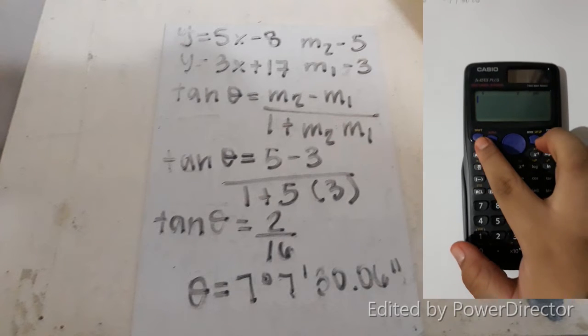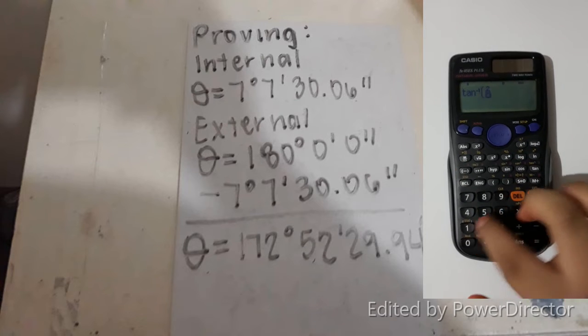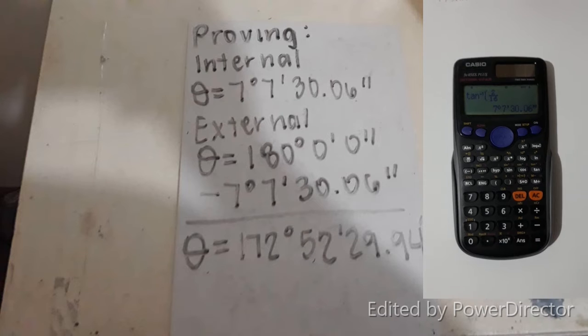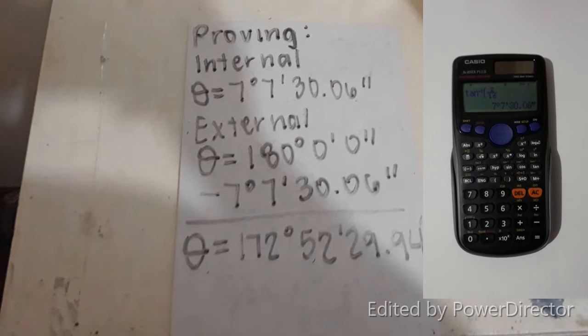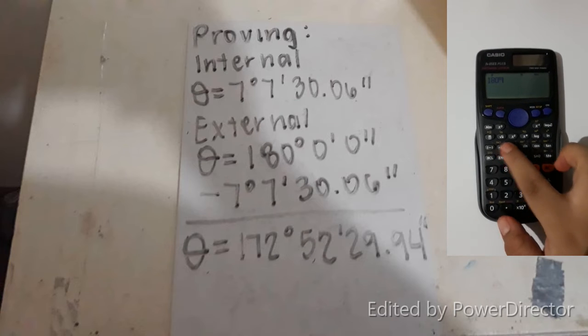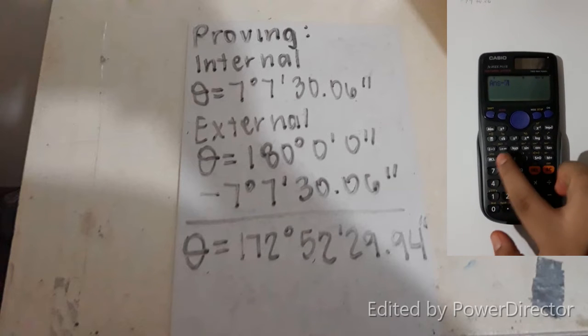You need your calculator again to get the angle by pressing shift, tangent, the tangent theta 2 over 16, equals, and the degrees, minutes, seconds button. That gives us 7 degrees, 7 minutes, 30.6 seconds.